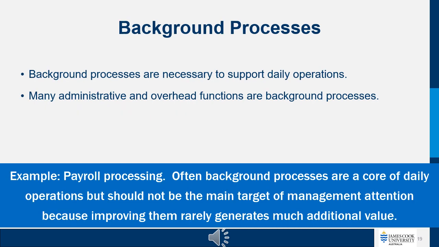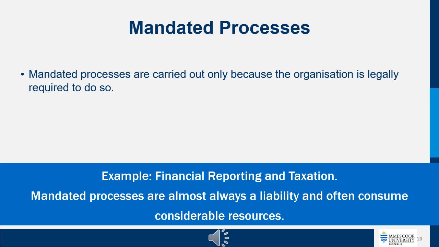Now, the next one is background processes, which are necessary to support daily operations. Many administration and overhead functions are considered as background processes. And the last one is mandated processes, carried out only because the organization is legally required to do those processes. So these were the four main processes that we need to know.